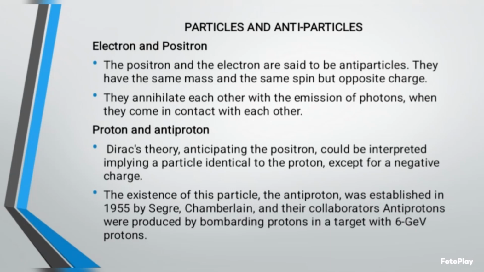Electron. Electron is a negatively charged lepton. The antiparticle of electron is positron, with the same mass but a positive charge. The proton is a positively charged baryon. The antiparticle of proton is antiproton, which has the same mass but a negative charge. Neutron is a neutral baryon. The antiparticle of neutron is antineutron, with the same mass but opposite quantum numbers.